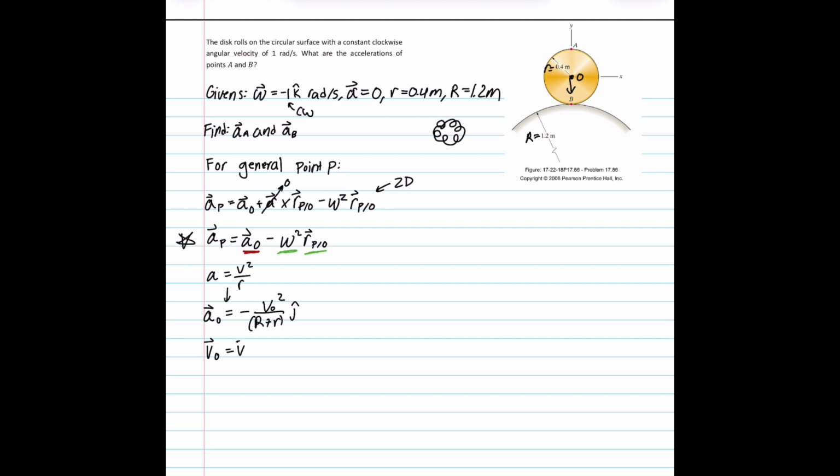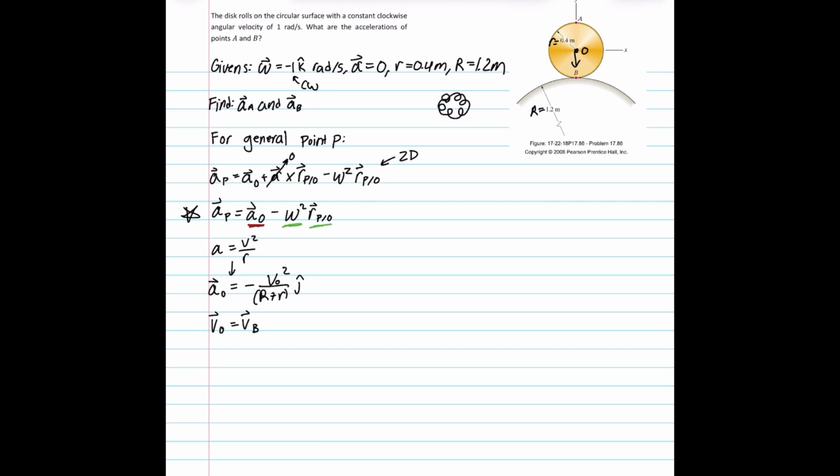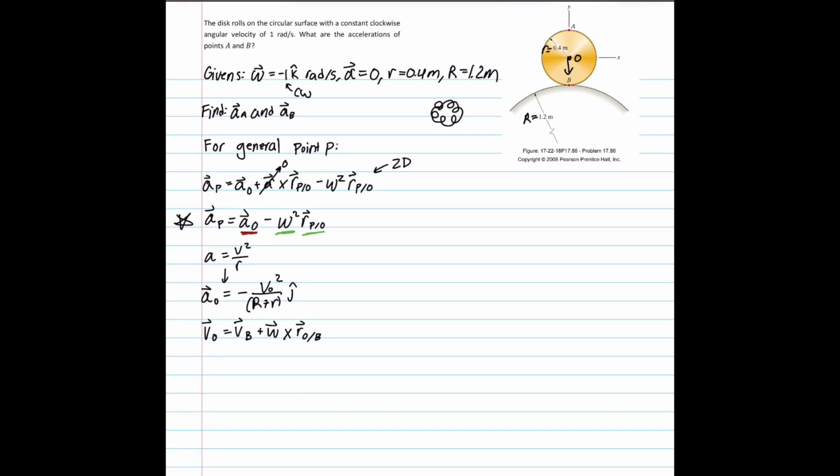outside the circle, and negative j is towards the center of the circle, and normal acceleration is towards the center of the circle. So we don't know what the velocity of O is, so let's use the related velocity equation with respect to point B. And then we know that there is a special trait about point B. We're assuming that the disk is rolling without slipping, so point B is stationary with respect to the surface. So it's going to be 0. And I'll write this out so that we don't forget why it's equal to 0.